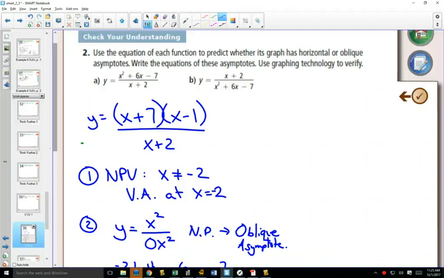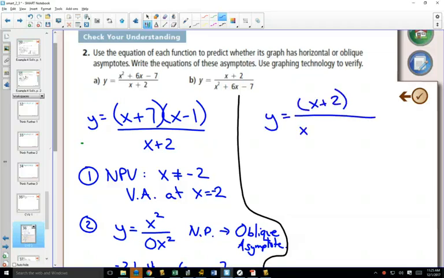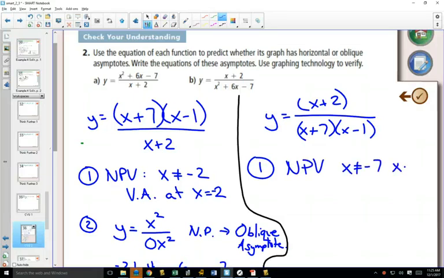Part B is the exact same equation, but now your x plus 2 is in your numerator and your x plus 7, x minus 1 is in your denominator. So first thing you're going to look at: do I have holes, or do I have 2 non-permissible values? X can't equal negative 7, x can't equal 1. With those non-permissible values, are they going to be holes or vertical asymptotes? They're going to be vertical asymptotes. You're going to have a vertical asymptote at x equals negative 7 and a vertical asymptote at x equals 1.